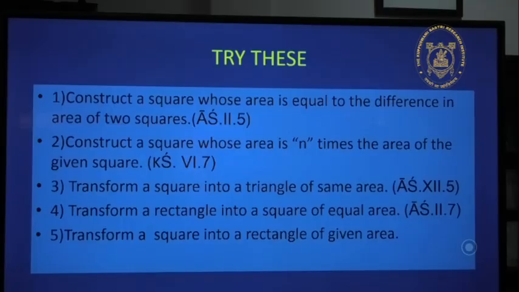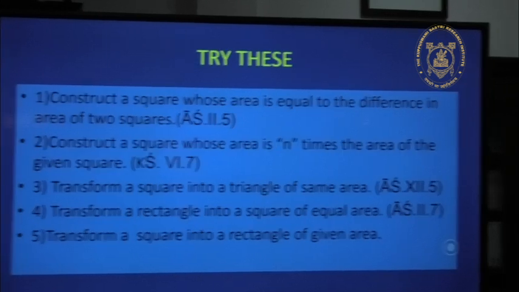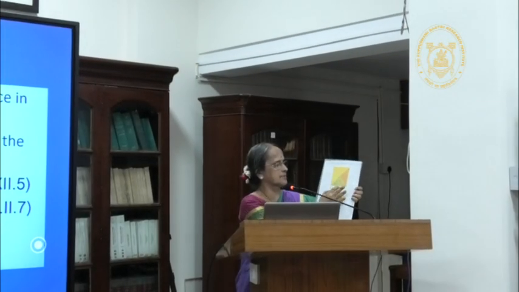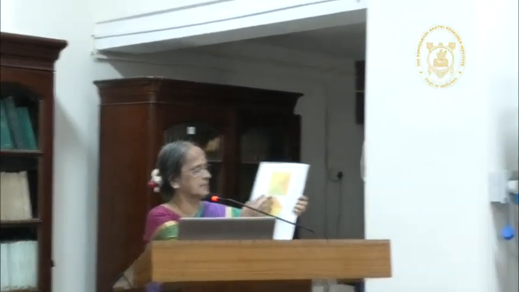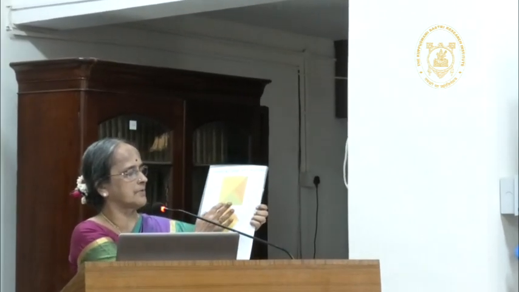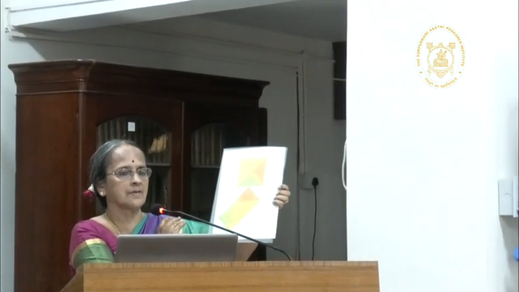This other one, I mentioned to you, is transforming a square into a rectangle of given area. So this is a square. If you want to convert it into a rectangle of the same area, cut this part, put it here, cut this part, arrange it here on the side. So this becomes a rectangle of equal area to the square.